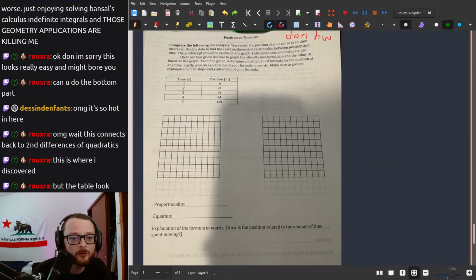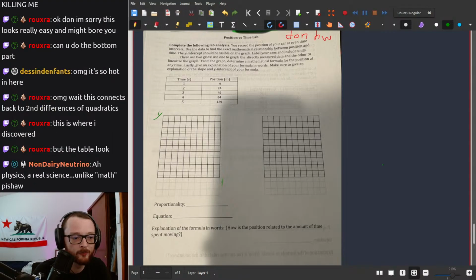Are they consistent? Let's graph it and see. This is time. I guess they're saying y-intercept, so we'll say this is y for position. Physics, a real science, unlike math. Yep. Hard agree.